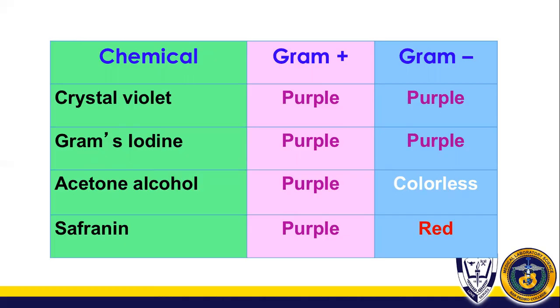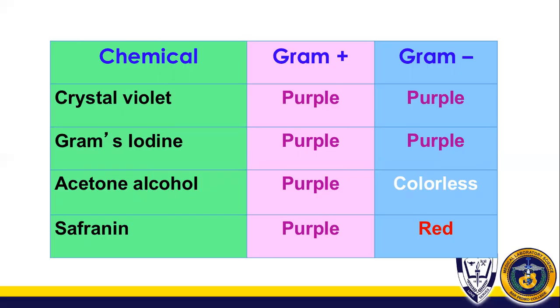Okay? So the application of acetone alcohol dehydrates the peptidoglycan layer of gram-positive cells, making the pores close, and therefore the crystal violet iodine complex becomes stuck or trapped in the peptidoglycan layer. So the complex will make the cell wall impermeable. Okay? So it restricts the absorbance of other materials or chemicals into the bacterial cell wall.